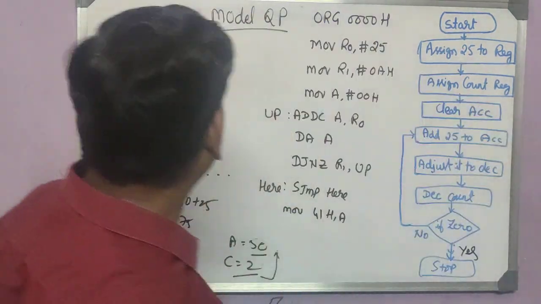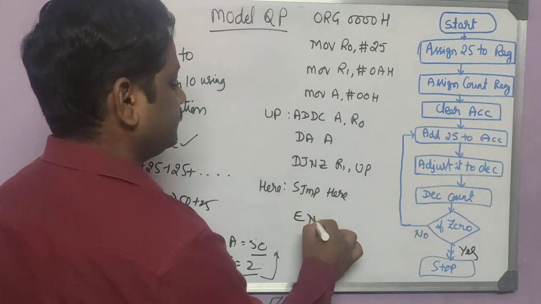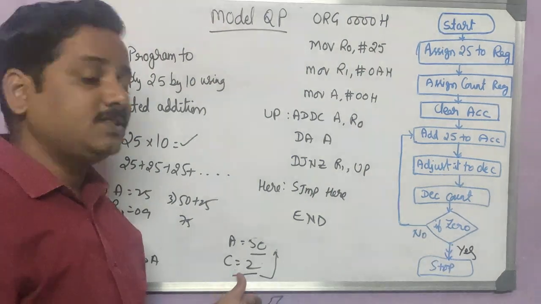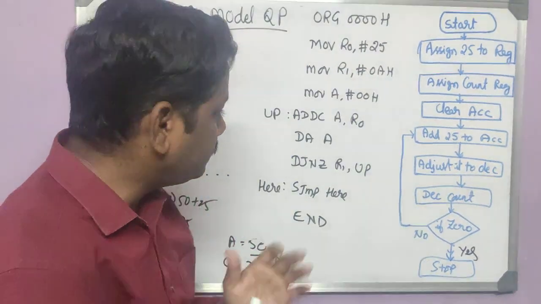But for the point of this question, after adding this, you can just stop it. And the result will be stored like this. The accumulator will have 50, carry will have 2, and you have to read it like this so that the result will be 250. I hope this is clear for you.